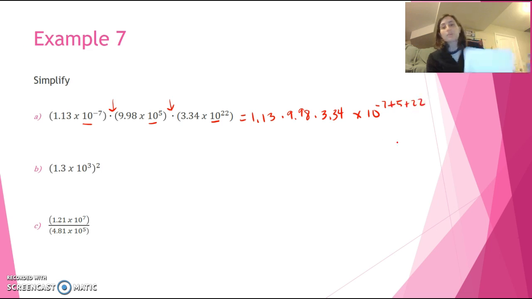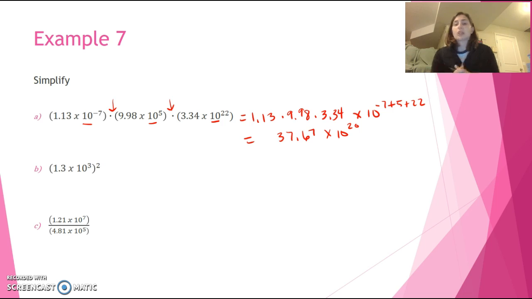And so when I do that, then I multiply those three numbers, and we're going to get 37 point, it was a pretty long decimal, I just rounded it, 67, and then times 10 to the 20th power, because negative 7 plus 5 plus 22 gives us 20. Now, from here, this goes into what I just mentioned. 37 is greater than one digit. So since that is greater than 10, I'm going to have to do some moving things around.